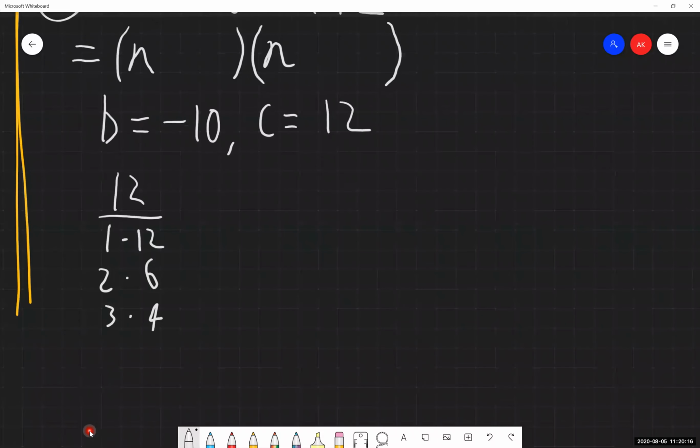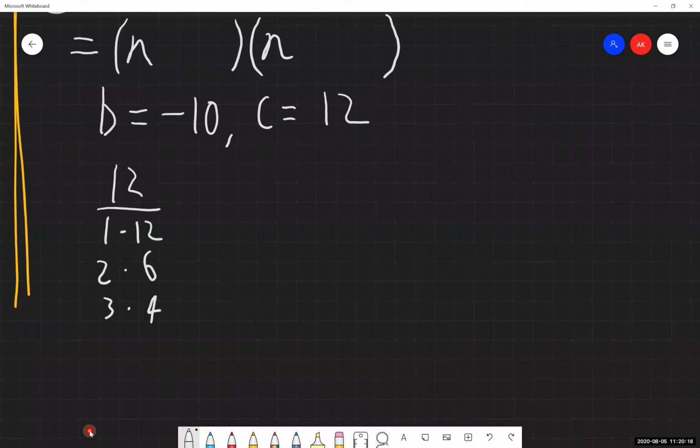So let's do this sign analysis again. My C value is positive, which means that both of these columns are going to have the exact same sign. My B value is negative, which tells me that when I add these two things together, I need to get a negative answer. So if both columns have to be the same sign, and when they add together my result should be negative, that means both of these columns are going to have negative numbers for their signs.